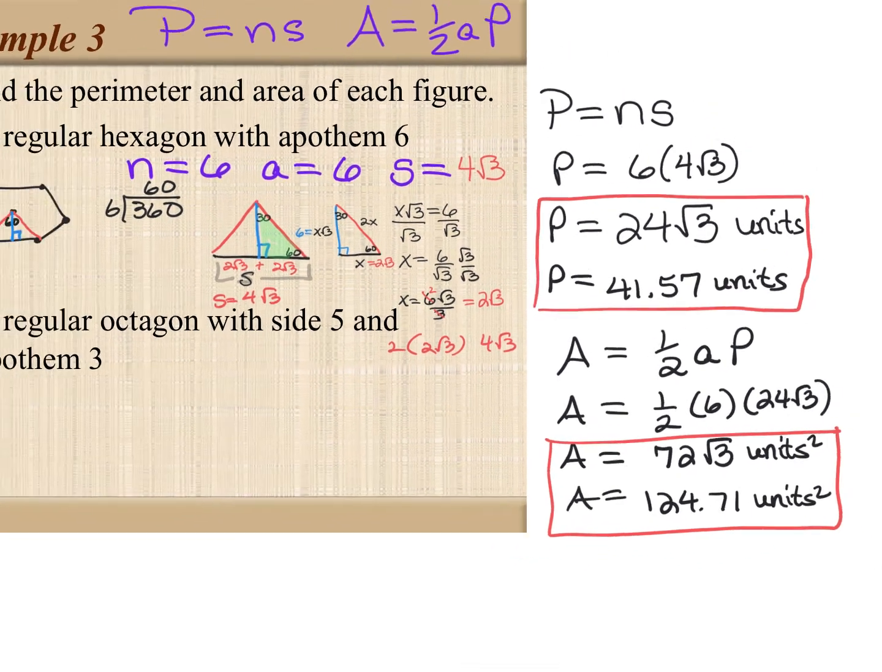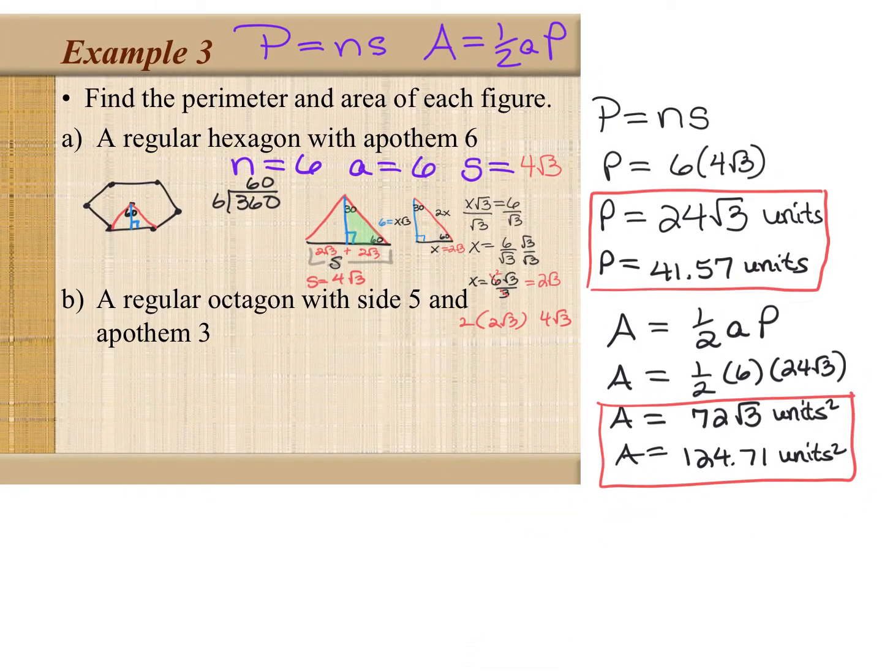Now, for the next one, they have given us all 3 of the variables. Octagon, you need to know that it's 8 sides. So your n value is 8. The side length is 5. It's given to us. And the apothem is 3.